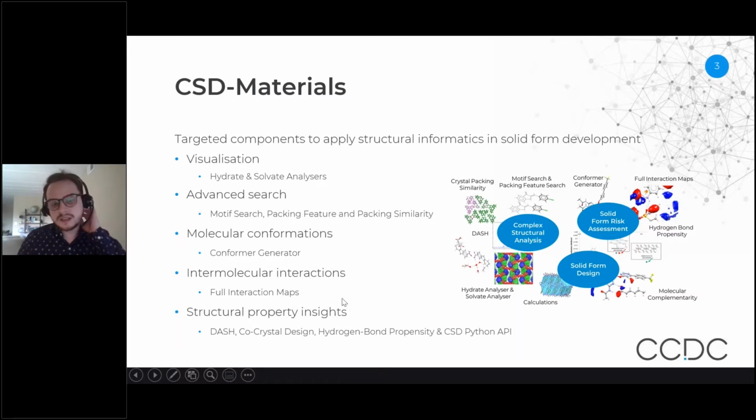methods for analyzing intermolecular interactions, such as full interaction maps. And we also offer structural property insights, such as our co-crystal design tools, our hydrogen bond propensity tools, and some of the scripts which are accessible through our CSD Python API.